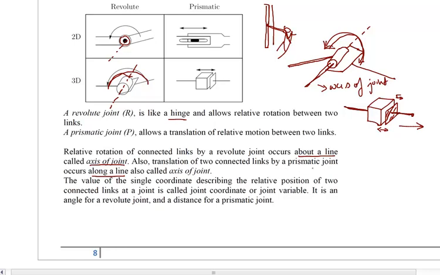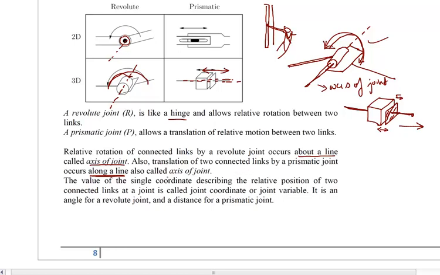Whereas in a prismatic joint, it is moving along a line, not about a line. So here the axis is like this, and you can see the motion is also in that direction. It is not about the axis as in the case of a revolute joint, but it is in the same direction as the axis. Okay, so for a prismatic joint, the translation will take place in the direction of the axis of the joint, whereas in the case of a revolute joint it will move about it.